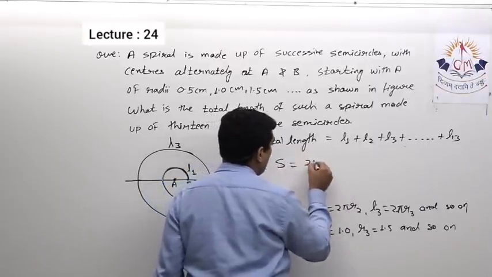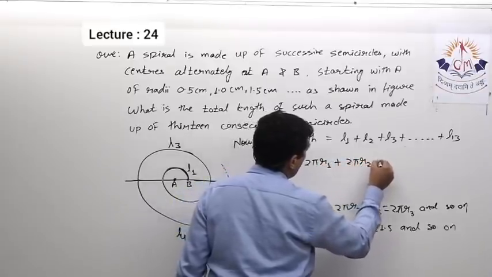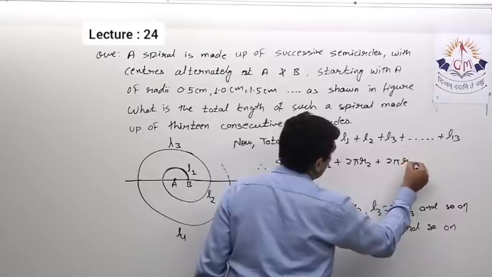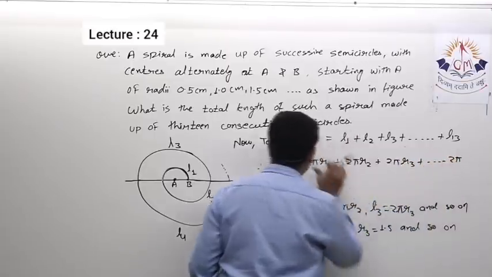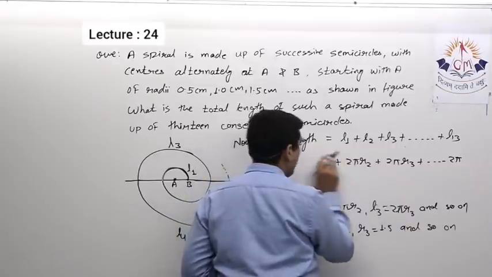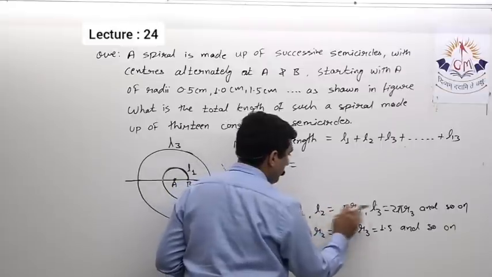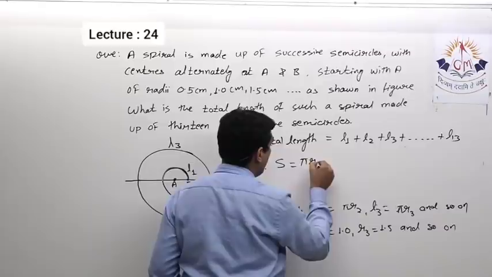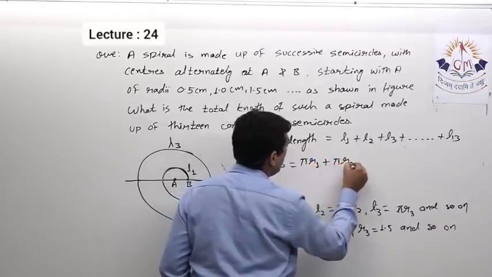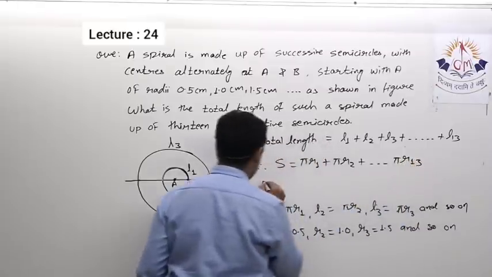Now L1 is 2 pi R1 plus 2 pi R2 plus 2 pi R3 plus up to... not 2 pi, only pi. Why? Because these are semicircles. Here again I have to take pi only, because these are semicircles. So pi R1 plus pi R2 up to pi R13.